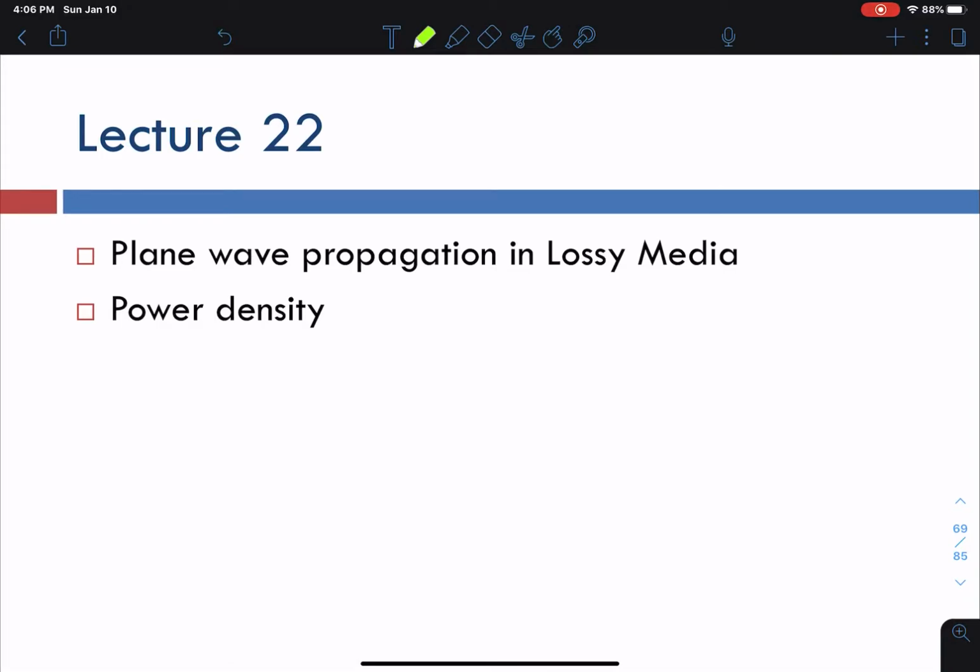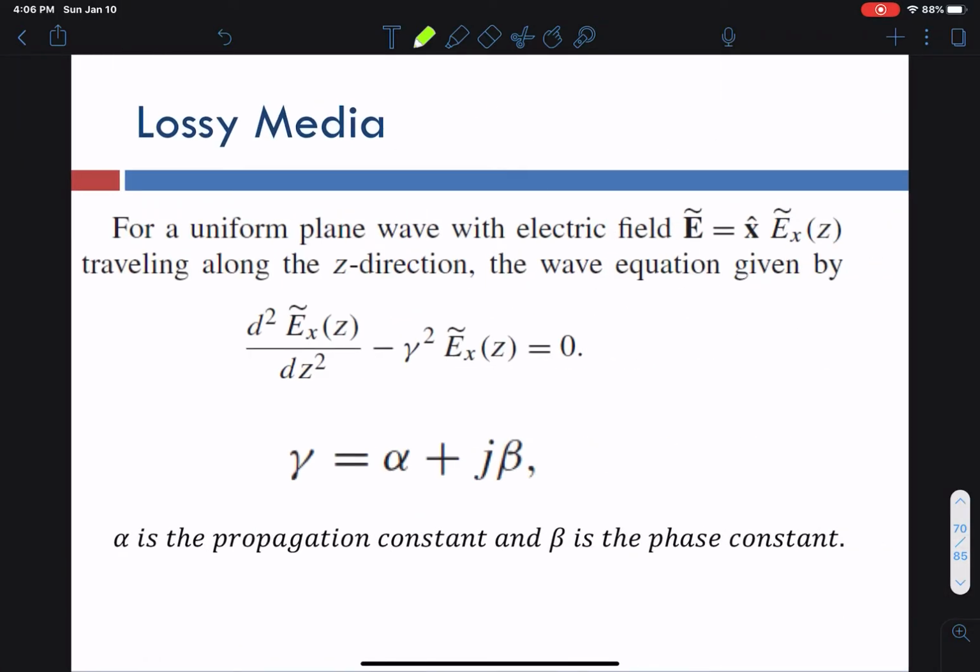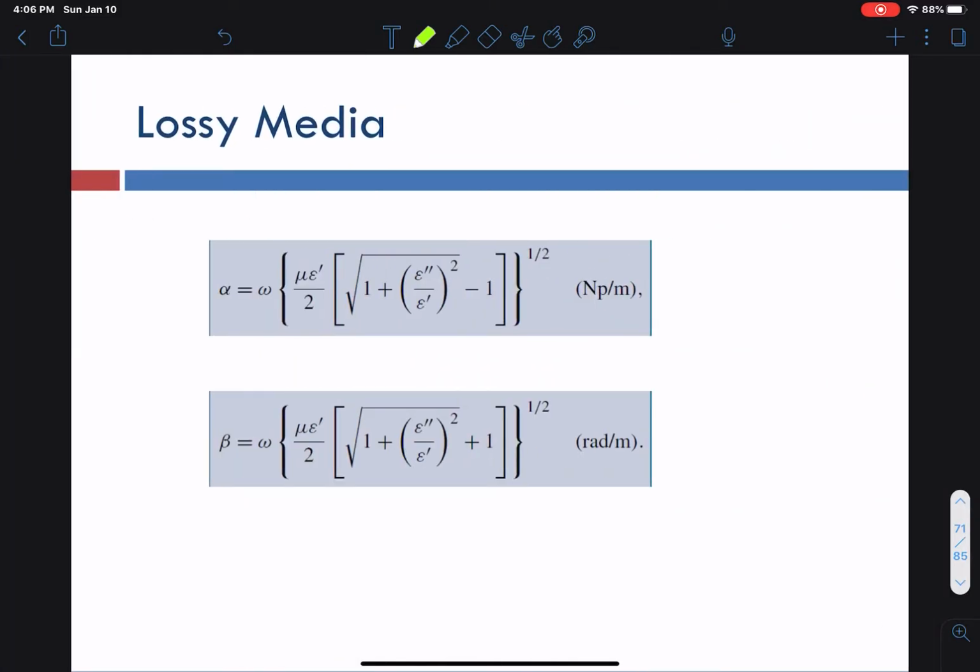In this lecture, we're going to talk about plane wave propagation in lossy media and power density. So this is the equation for our plane wave propagation, and gamma is alpha plus j beta. Alpha is the attenuation constant and beta is the phase constant. For alpha in a lossy media, it is a long equation here. This is the alpha for lossy media and this is the beta for lossy media.